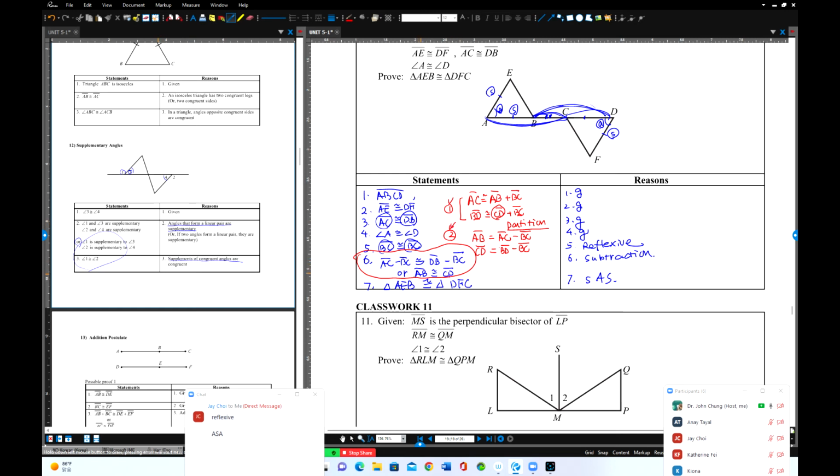So instead of just 1, I'm going to skip a little more. After number 6, we're going to say number 7 over here. This is number 7. This is the partition postulate. AB equals AC minus BC. CD equals what? BD minus BC. Okay, the reason is the partition postulate.